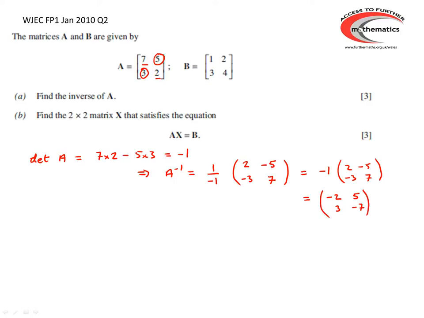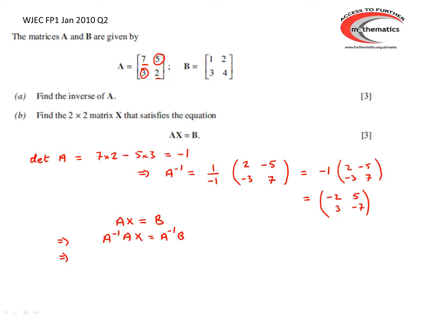Now for the second part, we've got to solve the equation AX equals B. What we need to do is move that A from the left-hand side of the equation across to the right-hand side by doing the same thing to each side of the equation. So we've got to try and knock out that A. The way to knock out the A is to multiply each side of the equation on the left by A inverse. So we've got A inverse AX must equal A inverse times B.